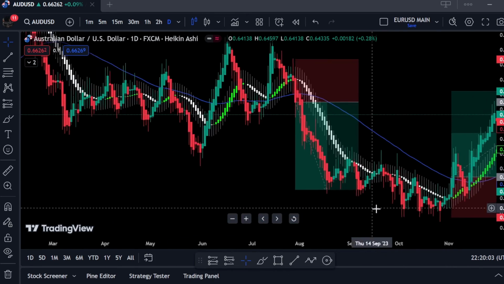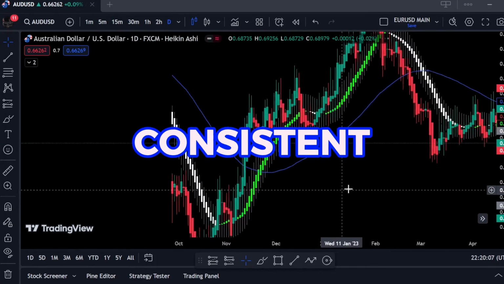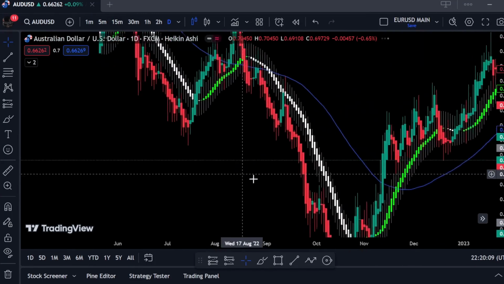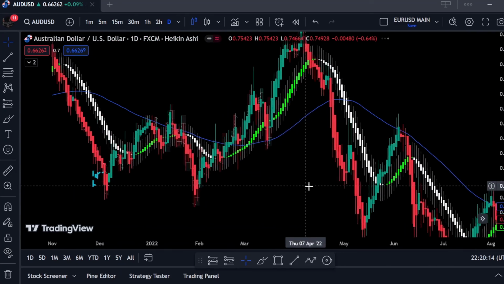I can scroll back so you can see how consistent this indicator is as compared to the Heikin Ashi indicator. Make sure you add other indicators and test them. Also demo trade them for some time before you start trading them live.